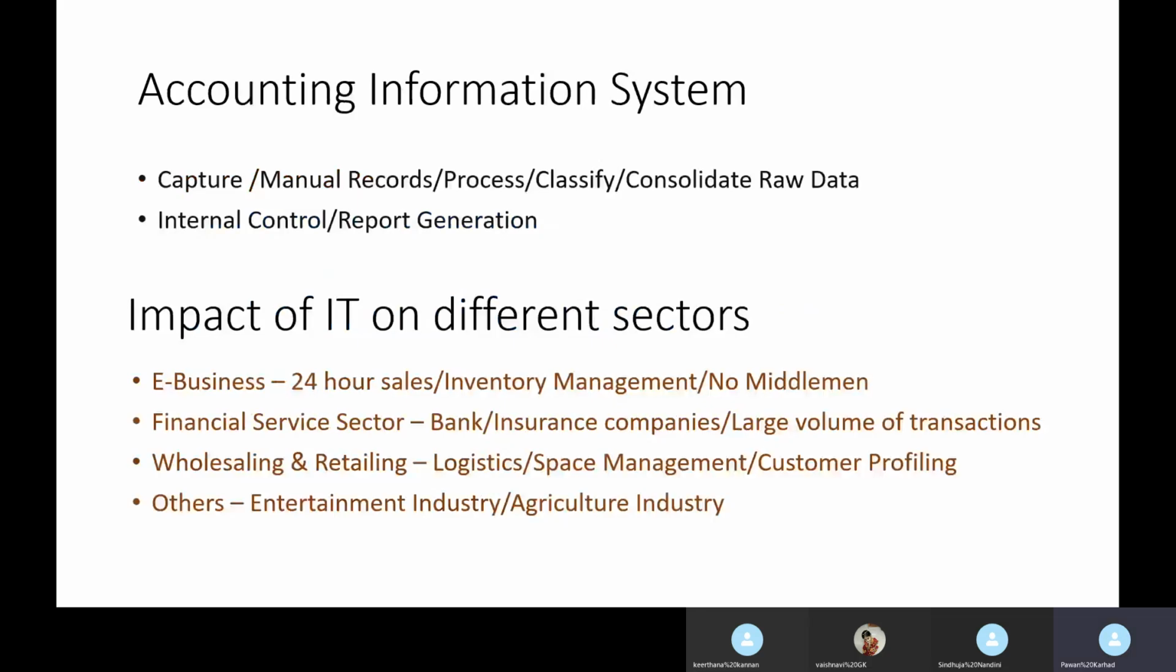Then we also used to make sure that we were able to generate reports. So these were the 5 steps in the accounting information system. First is capture data. Second is maintain manual records. Third is process, classify and consolidate raw data. Fourth is internal control, and fifth is report generation. So our traditional accounting information system had these 5 steps: capture, maintain, process, internal control and report.